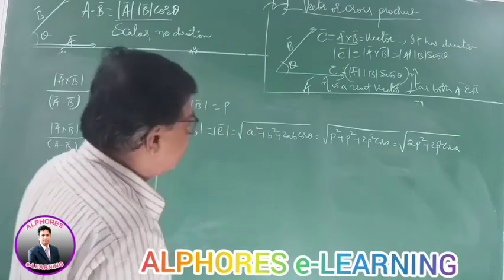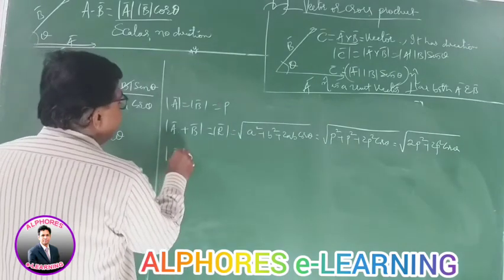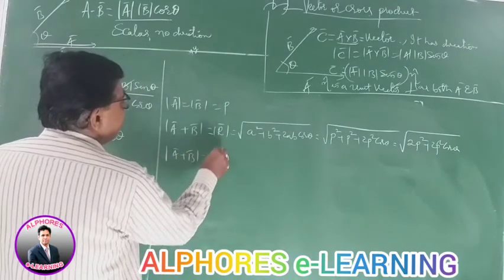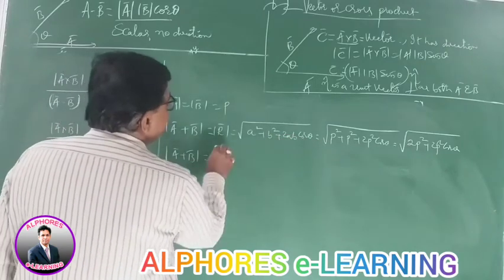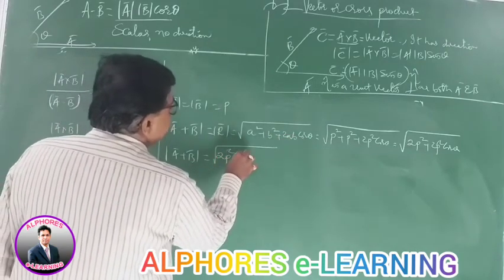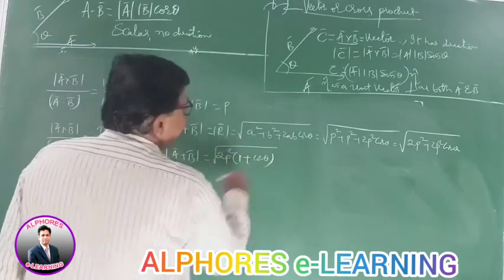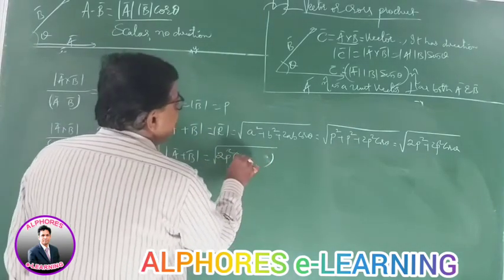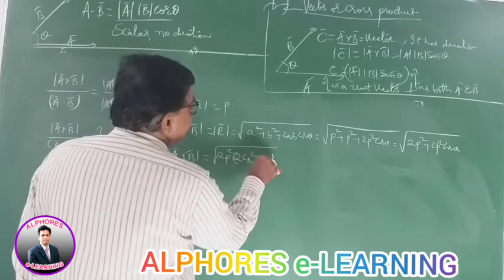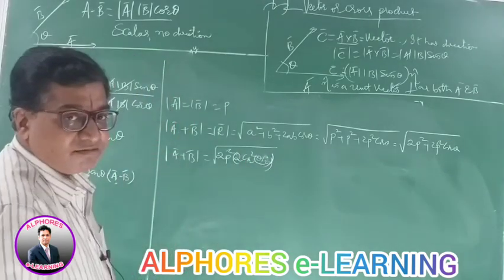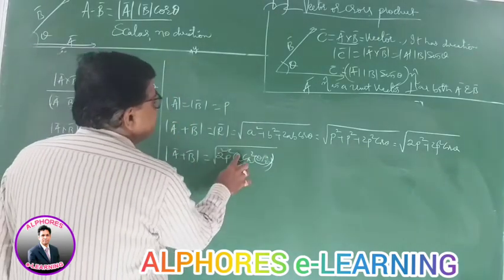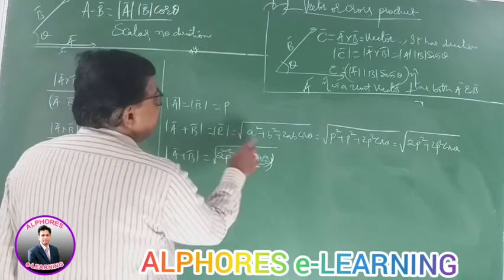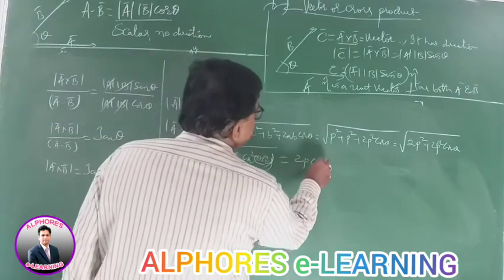Adding both, I get mod A plus B is equal to the square root of 2P square times 1 plus cos theta. According to trigonometry, 1 plus cos theta I can write as 2 cos square theta by 2. Well, 2 into 2 is 2 square, so it's the square root of 2 square P square cos square theta by 2, so this is 2P cos theta by 2.